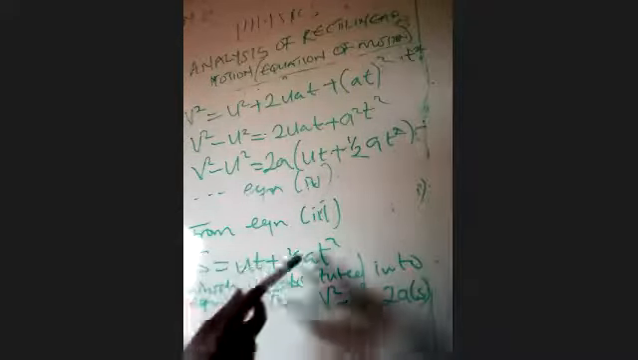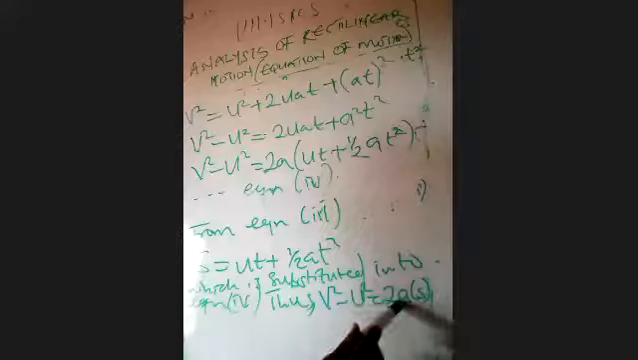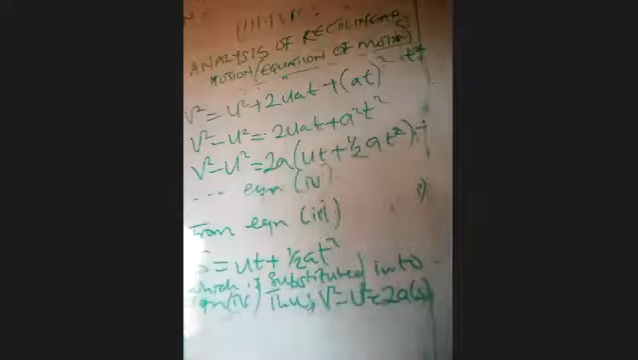So remember, equation 3 is speed. Speed is equal to ut plus half at squared. Now, for writing this, we just substitute equation 3 in equation 4 by saying v squared minus u squared is equal to 2as.